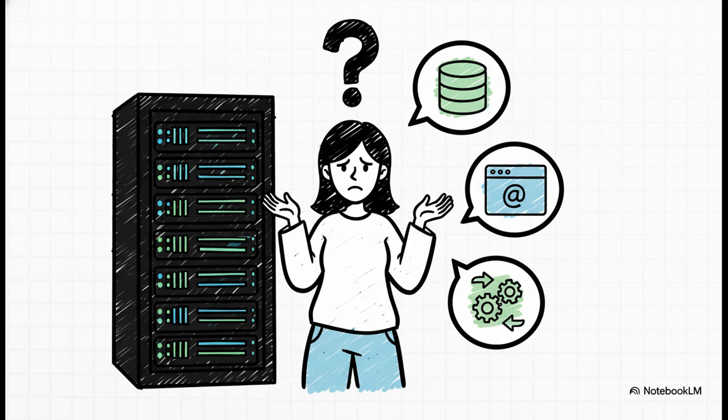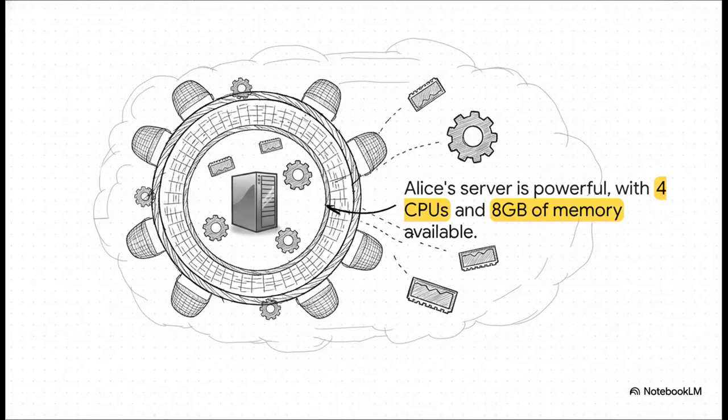Okay, that's the theory. To make this really concrete, let's imagine a scenario. Let's meet Alice. She's got a small hosting business, she's got one big, beefy server, but she has a bunch of customers who all want different things. So what's she going to do? Here's her setup. It's a pretty solid machine, right? 4 CPUs, 8 gigs of memory. That's a good amount of power to work with. But right now, it's all just one big pile of resources. All her eggs are in one basket.